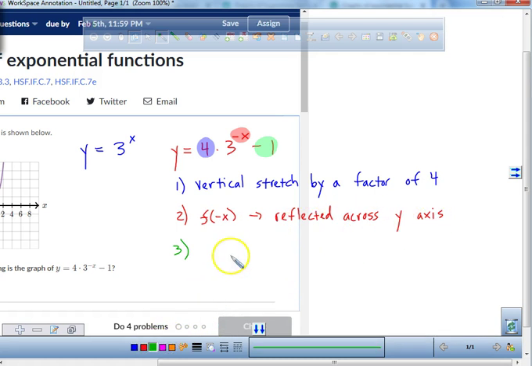y-axis. And then the third thing that's happening is there's a translation or a shift down. Translated 1 unit down. So we'll have an asymptote right here at y equals -1. There will be what's called a horizontal asymptote. We're going to use our graphing calculator to show you all the different things.